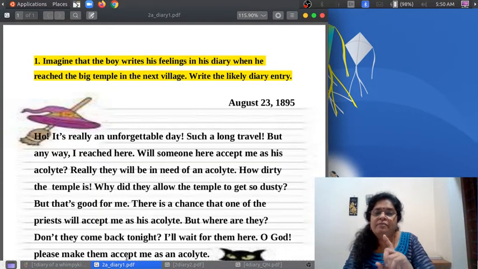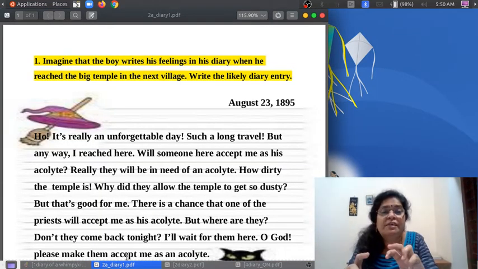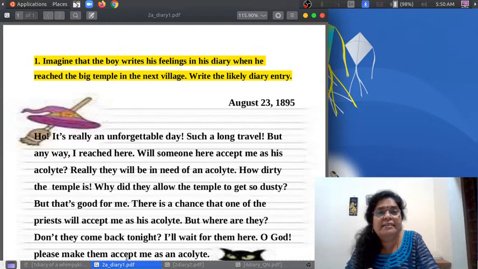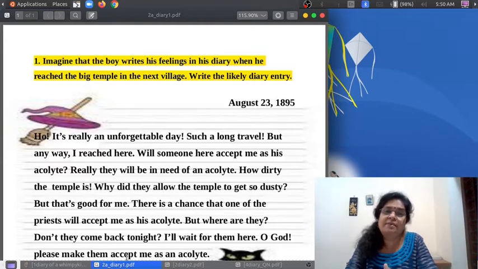First, we can write it as a record of our day-to-day life. And in the second way, we can write it by pouring out our emotions, our feelings, and our thoughts about some incidents, etc.